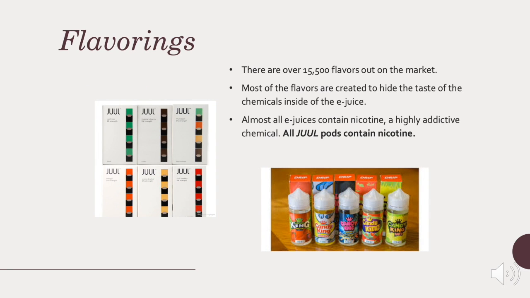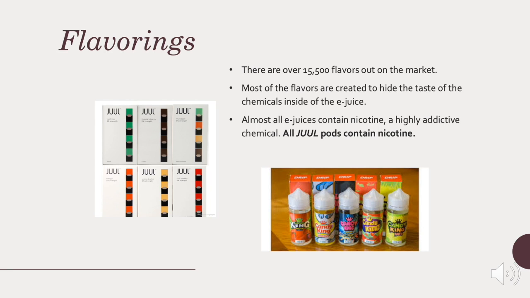Currently on the market, there are over 15,500 flavors. These flavors are created to hide the taste of all of the chemicals that are either inside the e-juice or the e-liquid. On the left here, we have a picture of all of the pods that are made specifically for the Juul. Like I said, each one represents a different flavor. And on the right hand side, we have some bottles of different flavors. And if you look closely at these labels, you'll see that they closely represent and look like popular candy brands.